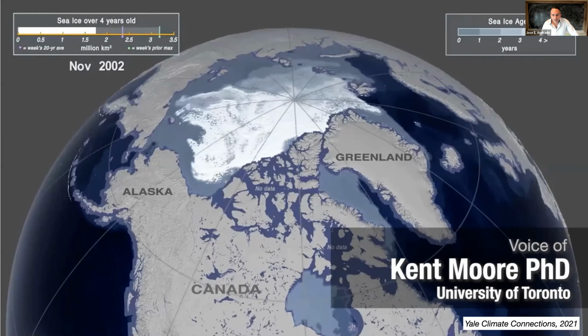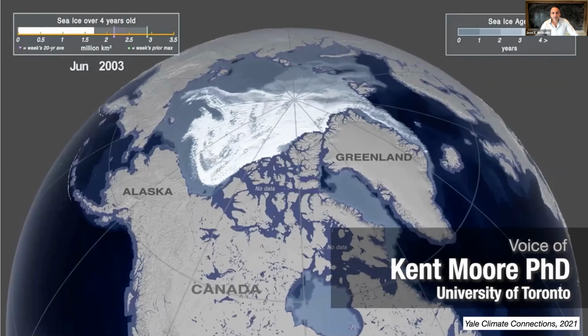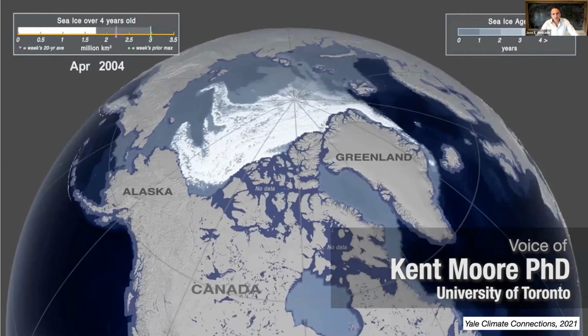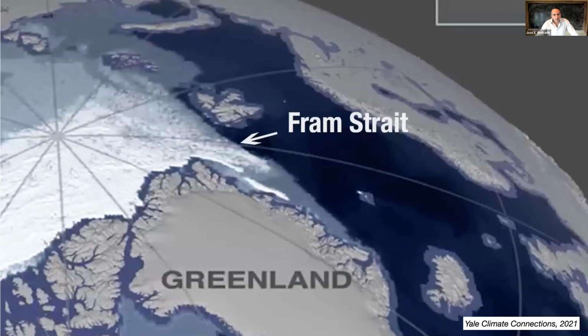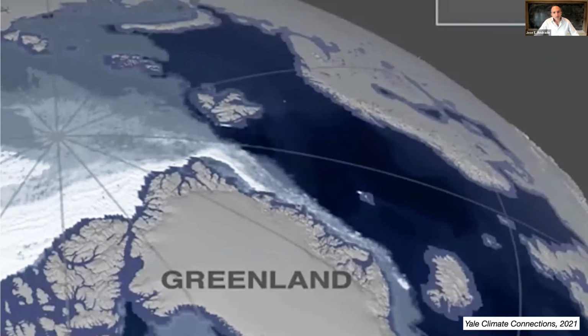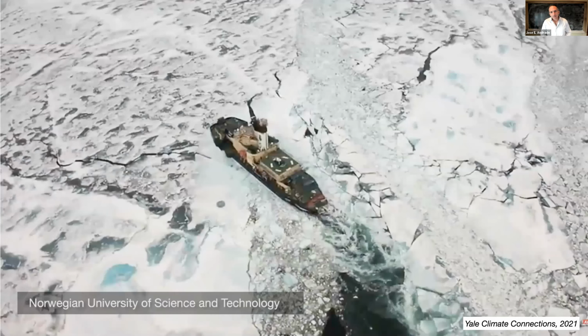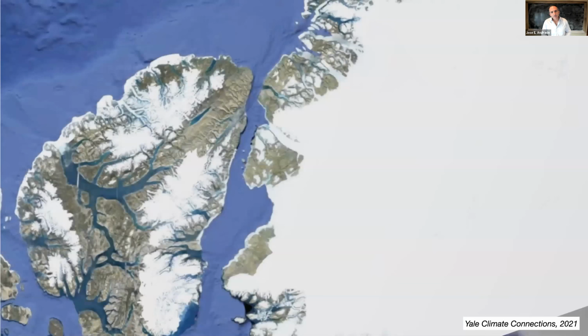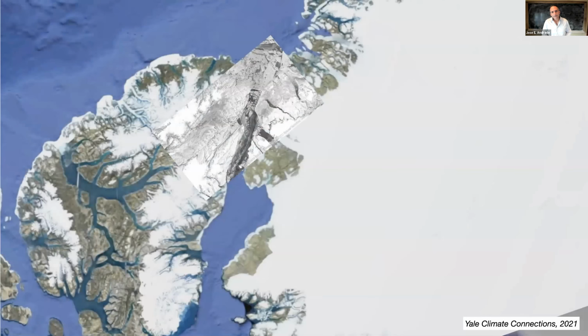So there's two main export regions for ice coming out of the Arctic. Fram Strait, which is between Greenland and Spitsbergen, is where most of the ice comes out of the Arctic. The stuff that comes out through Fram Strait is mostly first-year ice. It's kind of thinner ice. And then there's Nares Strait and the Canadian Arctic archipelago.